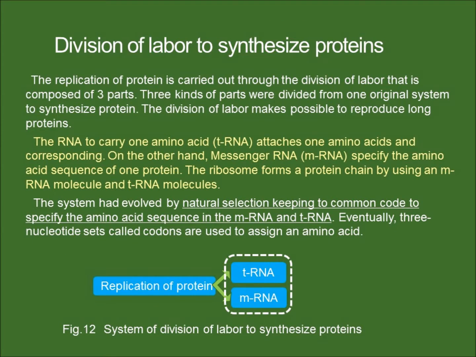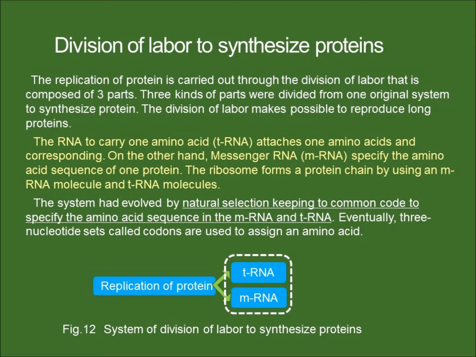Division of labor to synthesize proteins. The replication of protein is carried out through the division of labor that is composed of three parts. Three kinds of parts were divided from one primitive system to synthesize the protein. The division of labor makes it possible to reproduce long proteins.